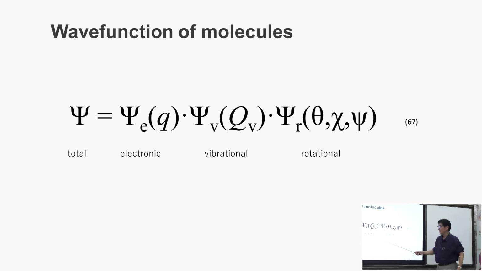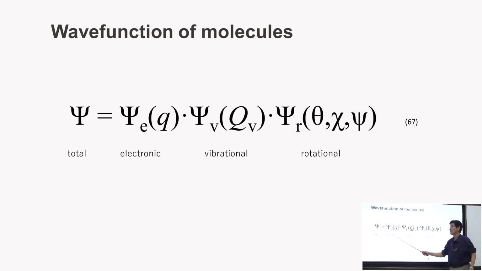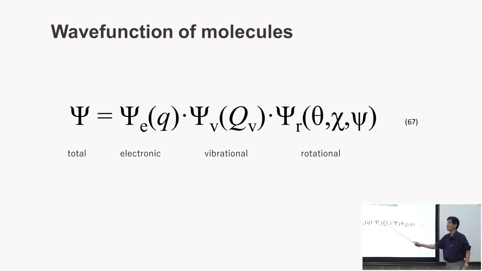Okay. It's a good approximation to separate the total wave function of the molecule into the contribution from the electronic part, vibrational part, and rotational part, right? So, we can consider the behavior of the electrons by focusing on this part, vibration by focusing on this part, rotation by focusing on this part. It's a good approximation.